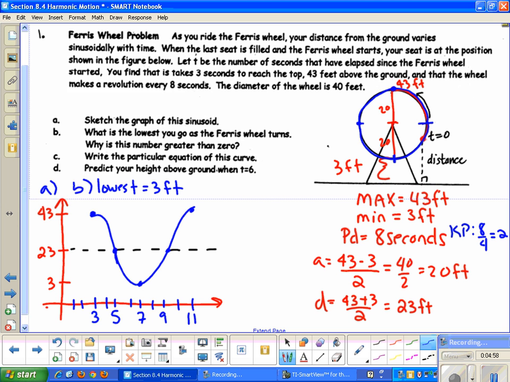For C, it says write the particular equation for this curve. So now that I have the curve, I can write a sine or cosine graph for this. This looks like a cosine graph because it goes from a maximum to a maximum, which would be the easiest to do. So that's what I'm going to do.